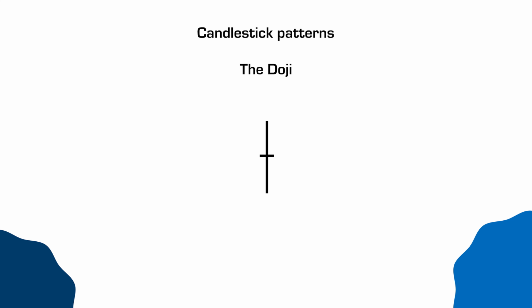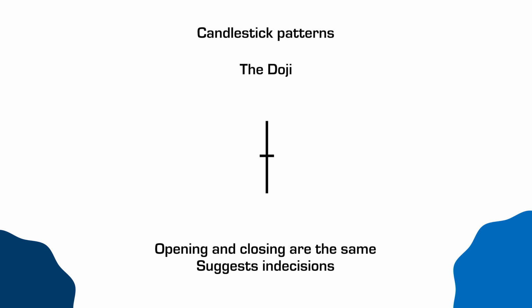A doji candle. It's when a candle has no body, indicating that the opening and closing price were the same or very close to each other. It suggests indecision in the market, or as we learned earlier, current status of equilibrium, meaning that buyers and sellers currently have the same amount of strength.